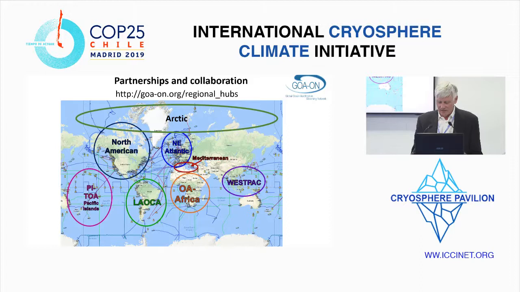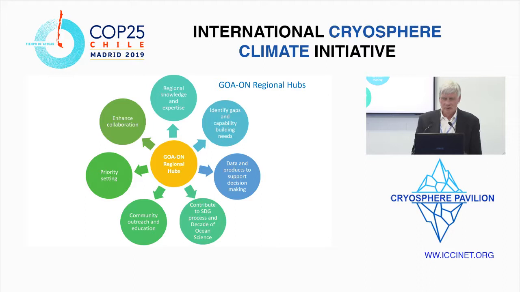So the hubs themselves, these are some of the things they do. First of all, they pool regional knowledge and expertise. One of the aims of the hubs is to enhance collaboration between the people involved, and to identify gaps and where capability needs to be developed. Another key aspect of the work is to gather the data and build products that decision makers and communities can use. There's also aspects of the work involved in outreach and education. And also another important aspect of the work is on input to the Sustainable Development Goal process.